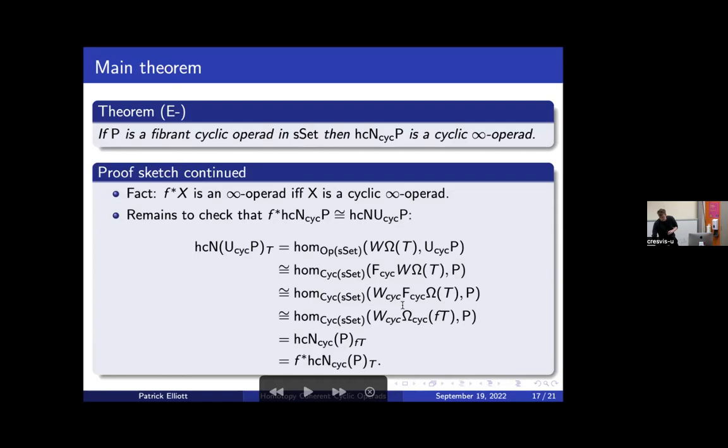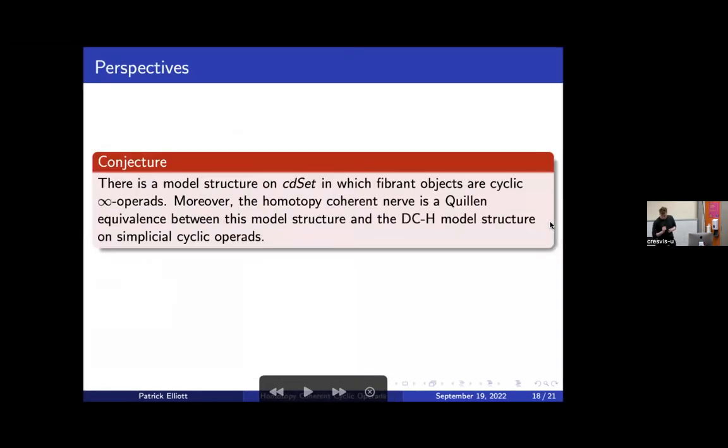So it's this naturality property here, which is really the only non-trivial step in lifting this homotopy coherent nerve theorem from operads to cyclic operads. So if we could establish similar theorems and comparisons for modular operads, dioperads, you name it, then there should not be many obstructions to lifting this theorem to those contexts. Right, so just some perspectives.